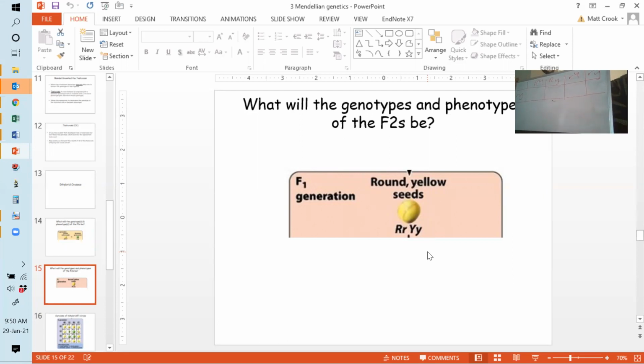So remember the test cross: we're going to be crossing an unknown with a homozygous recessive. What ratio of phenotype combinations would you expect in the outcome of that cross if the unknown is heterozygous for both of those? I think it was Amber that gave me the ratio of the gametes that you get from a heterozygote?